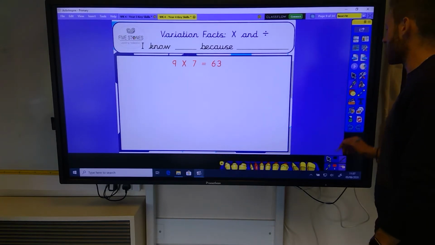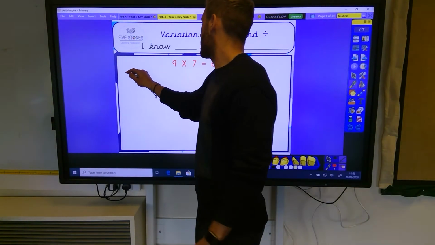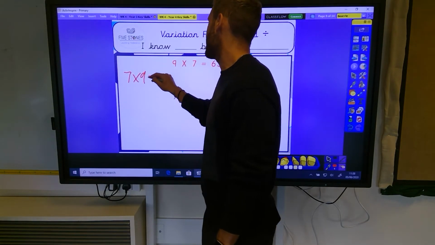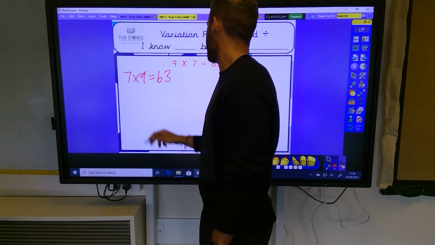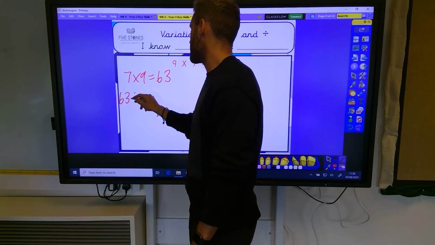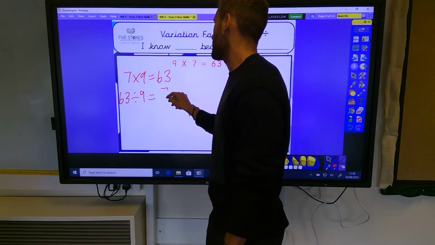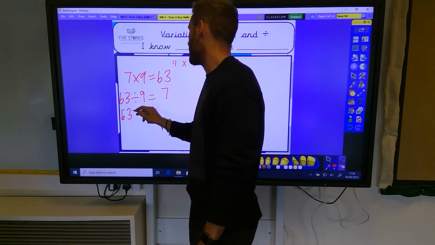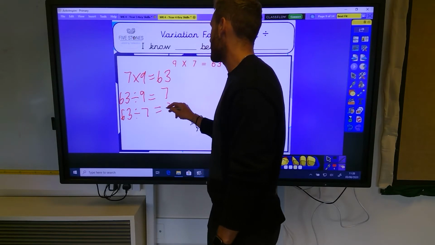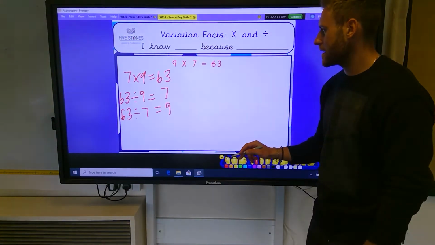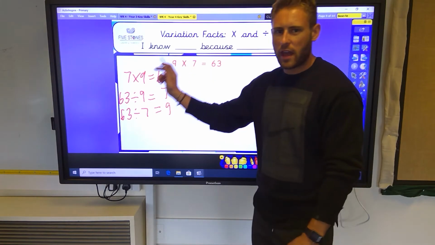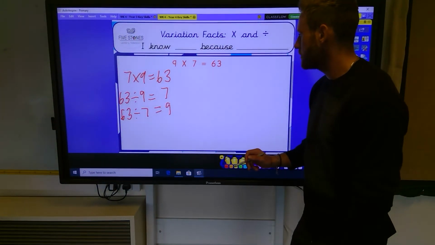Right, great. Hopefully we've got some facts we know. 7 times 9, 63. Great. If we start with 63 and we divide it by the 9, we'll get 7. 63 divided by the 7 will give us 9. Fantastic. So we've got our fact family there. They're our main facts we know already.